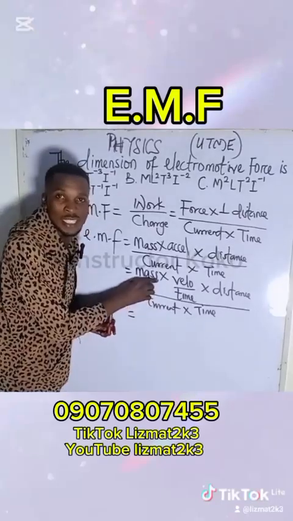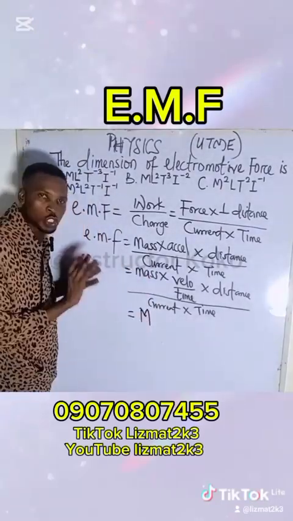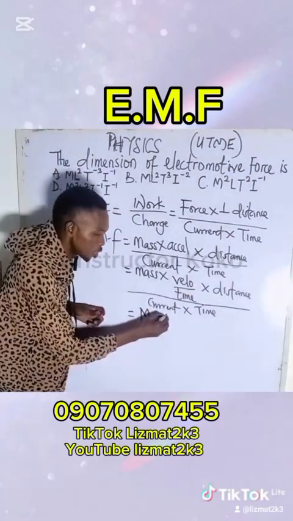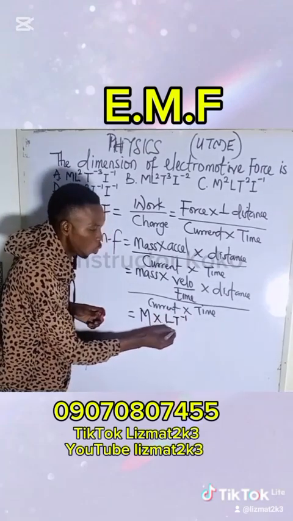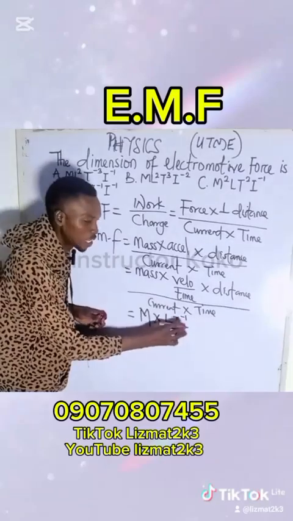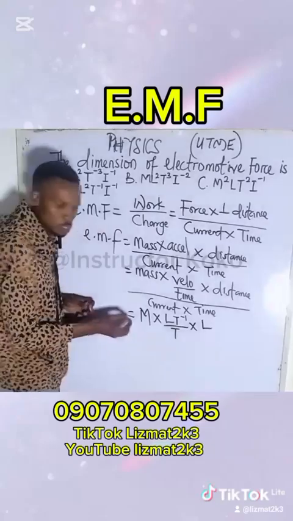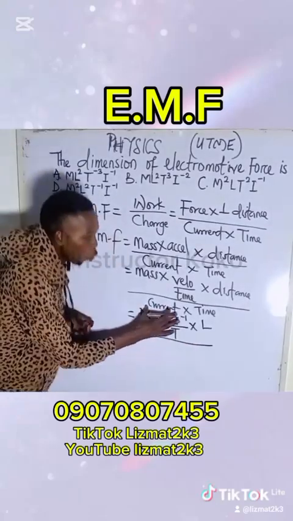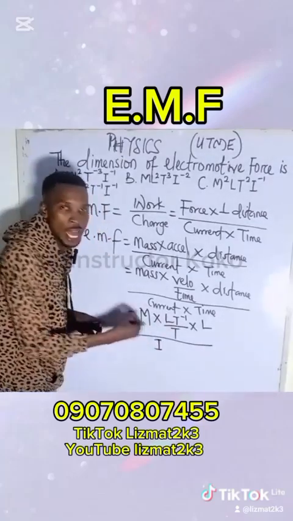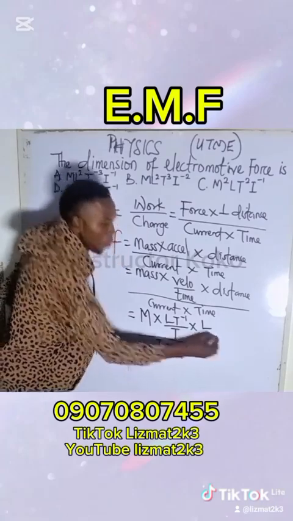All right. What is the dimension for mass? The dimension for mass is M. What is the dimension for velocity? The dimension for velocity is LT power minus 1, divided by time. The dimension for time is T. Don't forget, the dimension for time is T. Multiplied by distance, the dimension for distance is L. Can you see? So I am almost there. What is the dimension for current? Of course, you can use letter I or you can use capital letter A. Either one is correct. Multiply by the dimension for time, that is T.